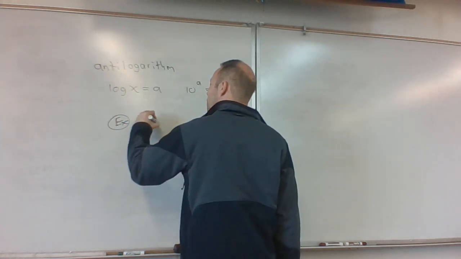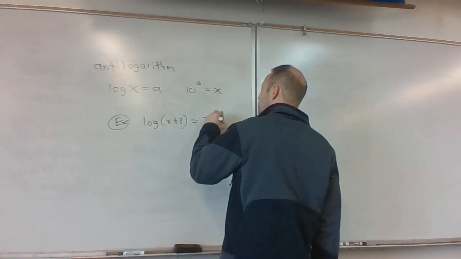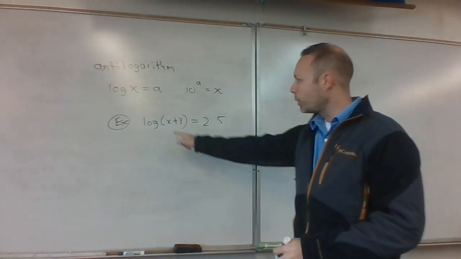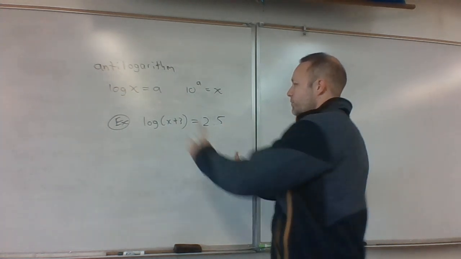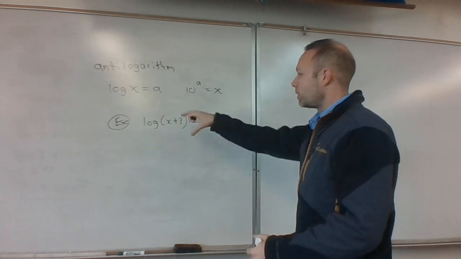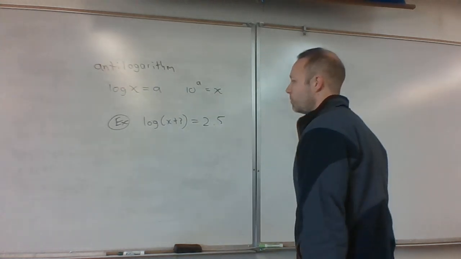So if we have something like log of x plus 3 equals 2.5, we want to get at this x. It's trapped inside of the logarithm. We don't have a log on the other side, so we can't use the equality property of logarithms. So what would we do? We would take the antilog of both sides.